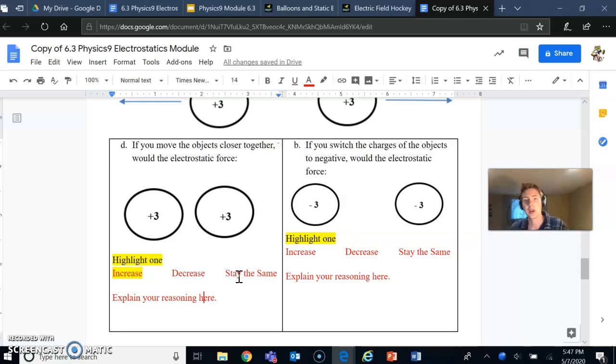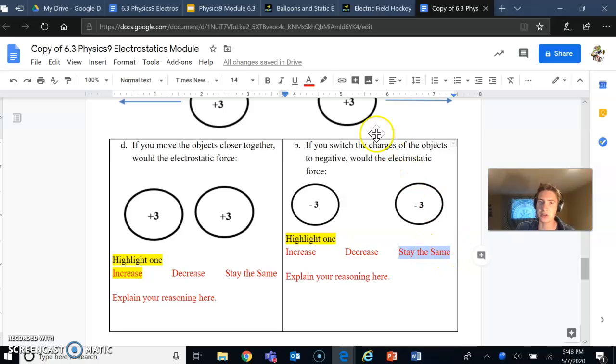All right, next question. If you switch the charges of the objects to negative, would the electrostatic force increase, decrease, or stay the same? Notice that we're switching both sides to negative. Both are going from +3 to -3. So here we're still going to have the same difference in charge, because they're still the same, so they're still going to repel each other. And so we know these are going to stay the same.